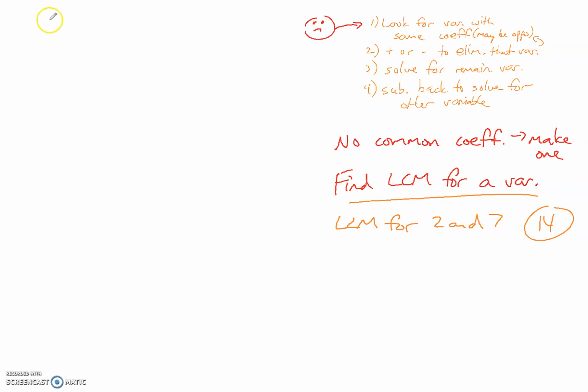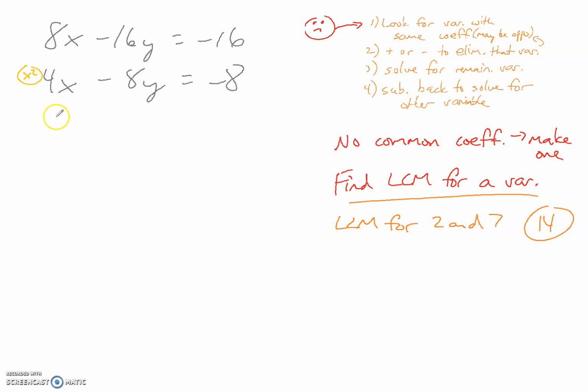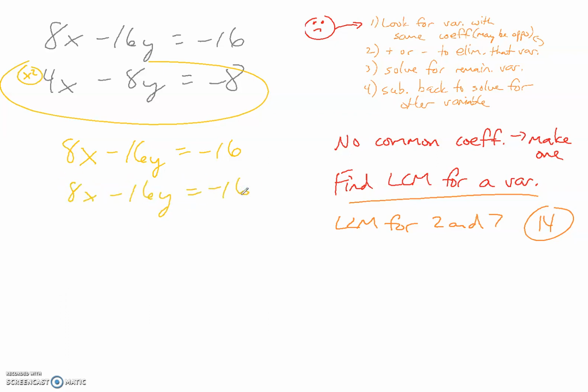All right, so let's try 8x take away 16y is equal to negative 16, and 4x take away 8y is equal to negative 8. Look, actually the numbers are looking pretty good for this one. Can I change the 4 into an 8? Absolutely, really easy. Just double it. So I'm going to multiply this one by 2. I'll write the first expression first: 8x take away 16y is equal to negative 16. Now let's double this one, which gives 8x take away 16y is equal to negative 16.